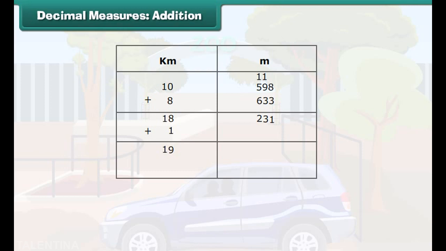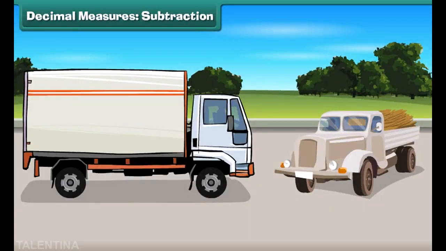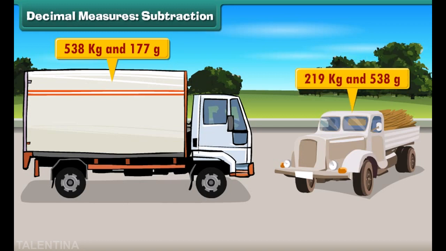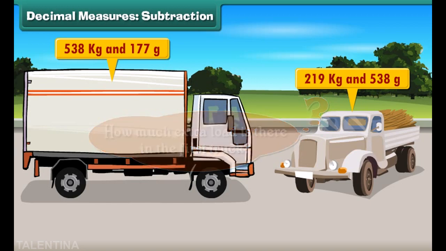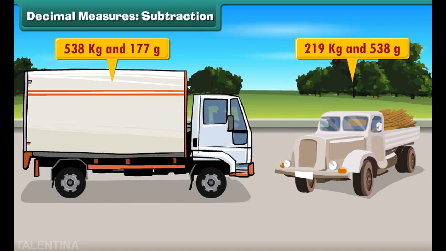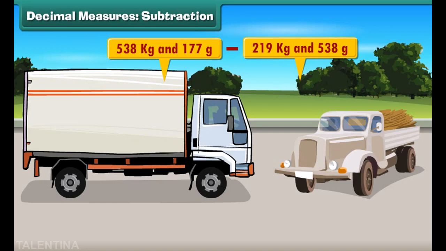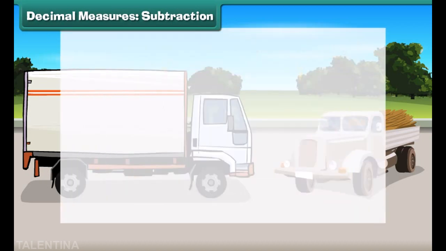Similarly, we can add the quantities given in different units. Let us look at another example. One truck has a load of 538 kilograms and 177 grams of grain, and another has a load of 219 kilograms and 538 grams of grain. How much extra load is there in the first truck? We can find the extra load in the first truck by subtracting the second quantity from the first, following the same way as used in the case of addition.